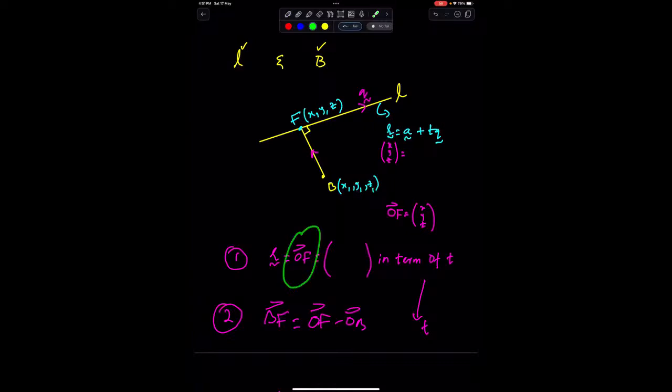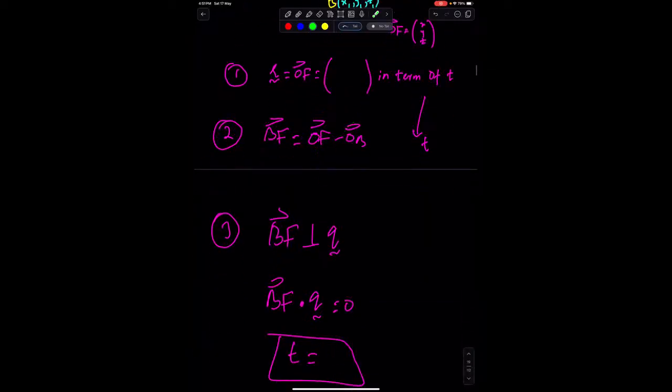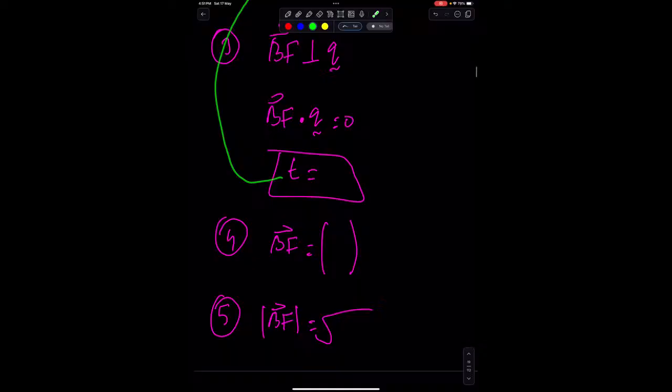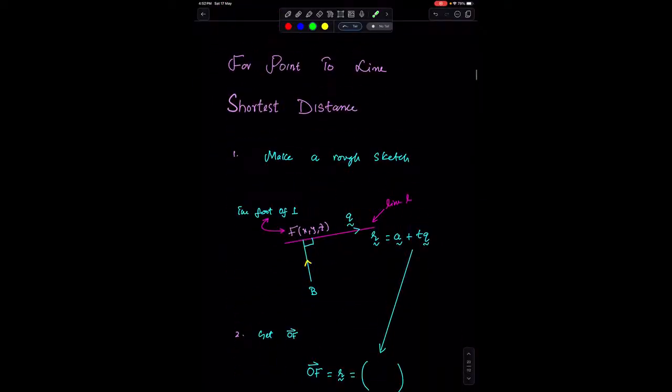First find OF by replacing R by OF in this equation. Then find vector BF. Then take the dot product of these two vectors and get the value of T. Then substitute T back into BF, and finally get the magnitude of BF. This concept is mentioned here.